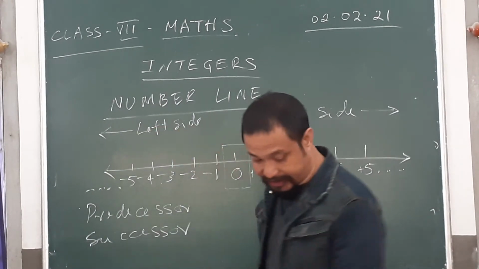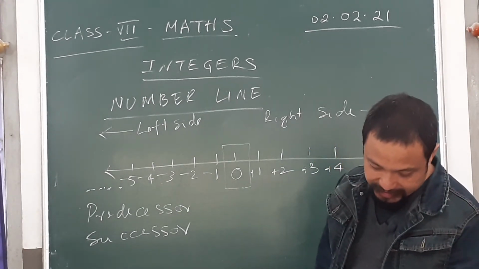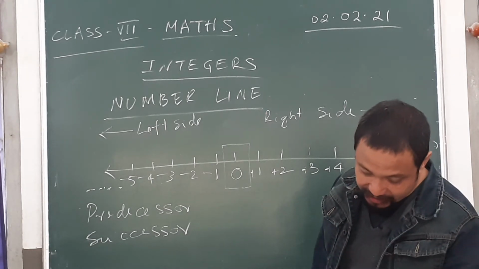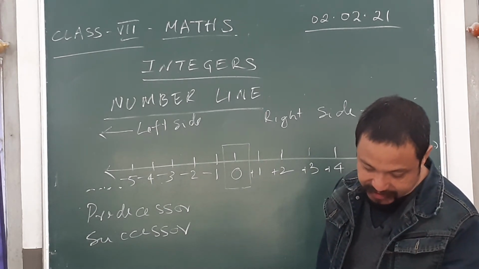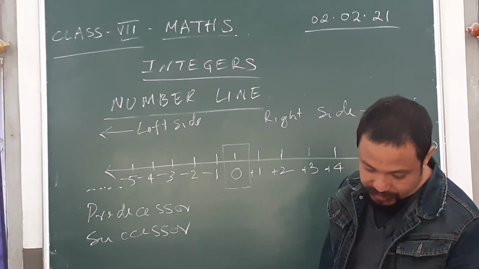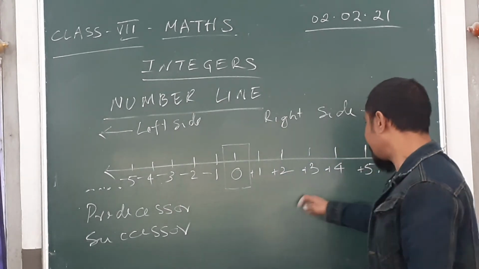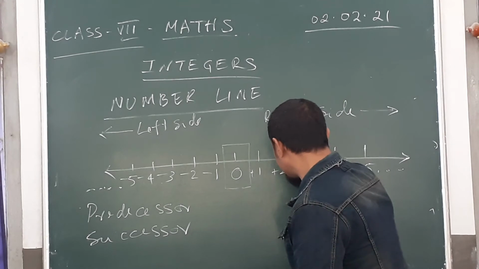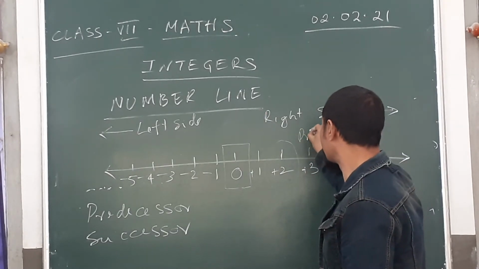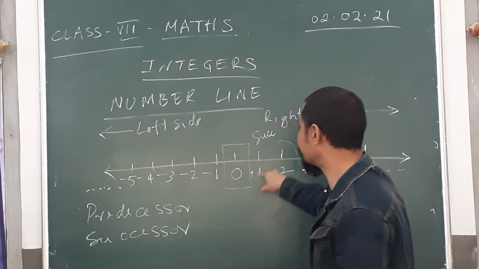What is the successor? Again, let's go by the book. The book says one more than a given integer is called a successor. Thus, on the number line, each integer is the successor of the integer just on the left of it. So, minus 2 is the successor of minus 3. Let's take one number, let's stick to 2. So 2 is the predecessor of 3, and 2 is the successor of 1.